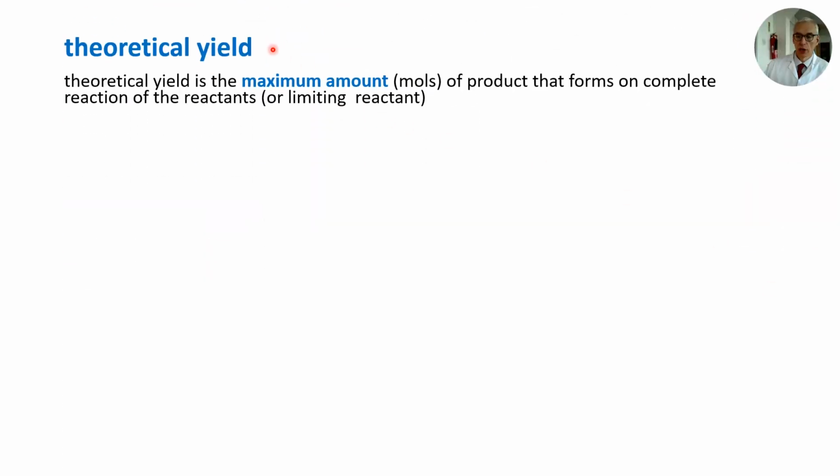We now need to talk about theoretical yield. This is the amount of product one would expect to get on complete reaction of the reactants or the limiting reactant. So if we take an example of hydrogen and nitrogen forming ammonia, we've got a mole ratio of 3 hydrogens to 2 ammonias.